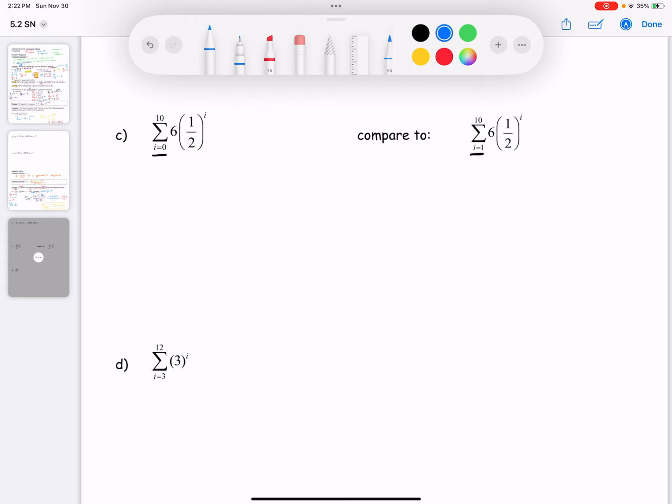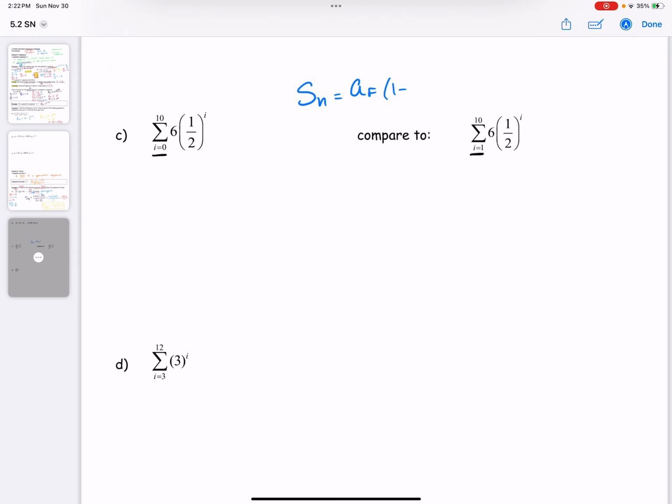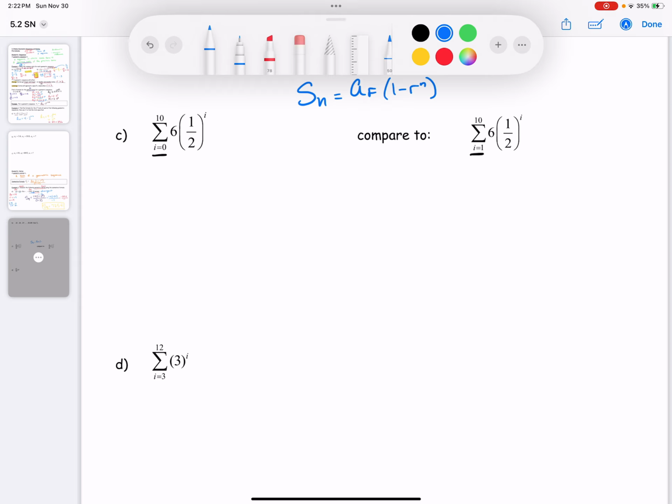And for the sum, we need n. We need to know how many terms there are. We need to know the first term. And then we're going to do 1 minus rate to the nth power over 1 minus the rate. So we need to find 3 key numbers for both of these. We need to find the n, the r, and the first term.